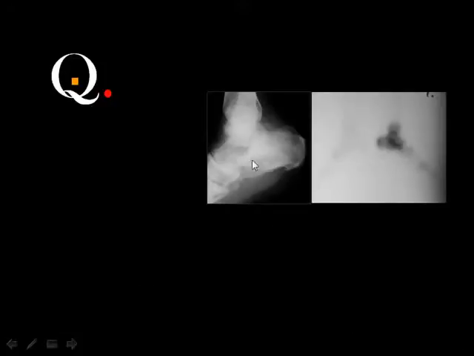Okay, this is the calcaneus by plain X-ray and by bone scan. There is hot uptake in the calcaneus and the talus as well as the distal part of the tibia. Do you want to see the MRI?